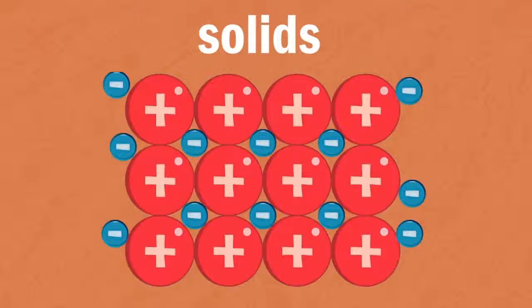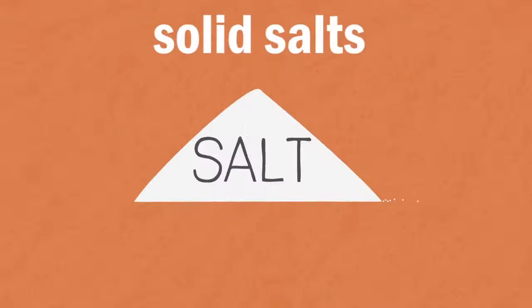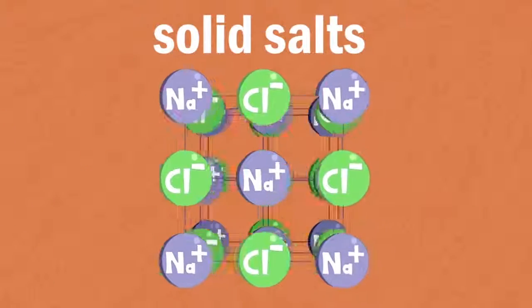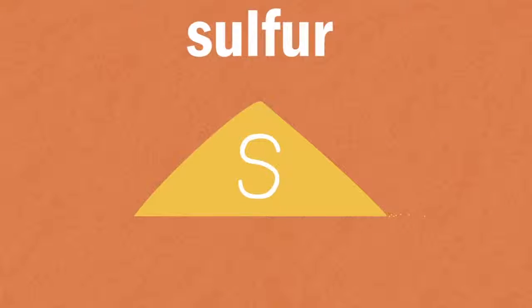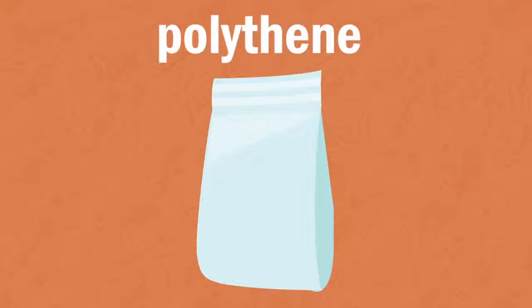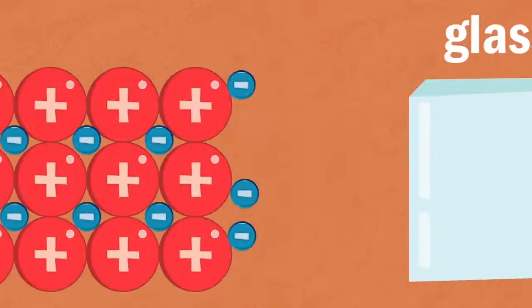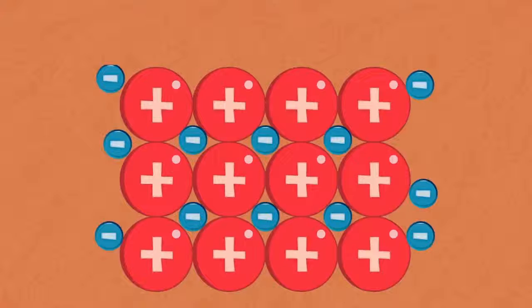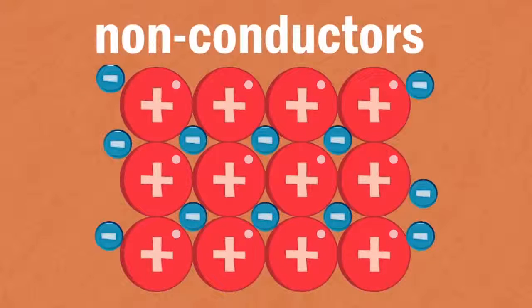Most other solids have tightly held valence electrons, which may be locked up in chemical bonds. Some examples include solid salts, ionic substances like sodium chloride, sulfur, an element, polythene, a polymer, and glass. The electrons in these examples are not free to move, and so are non-conductors.